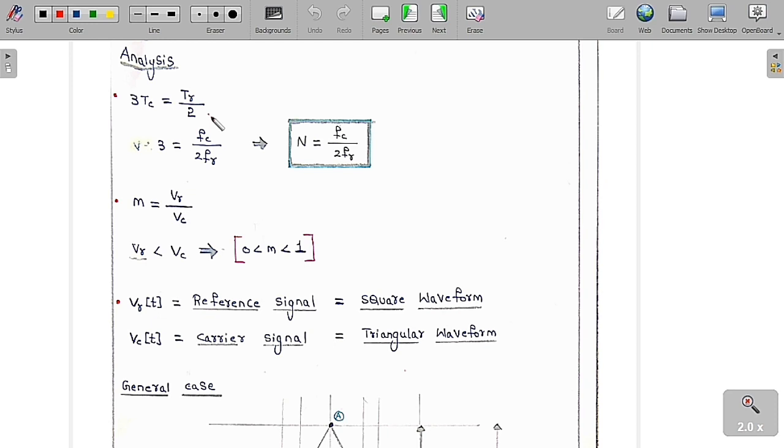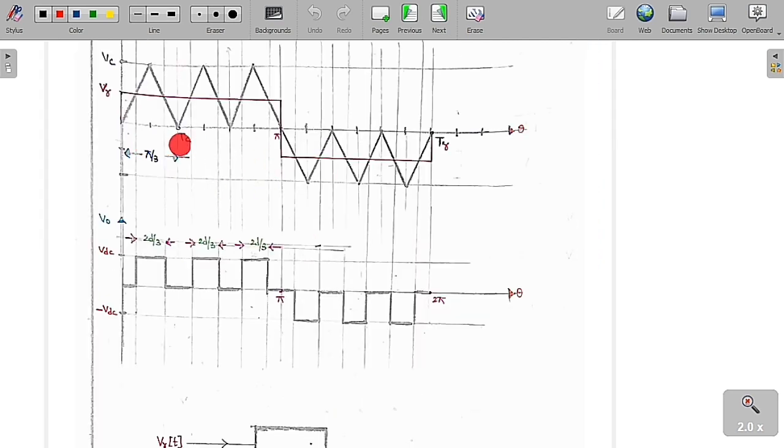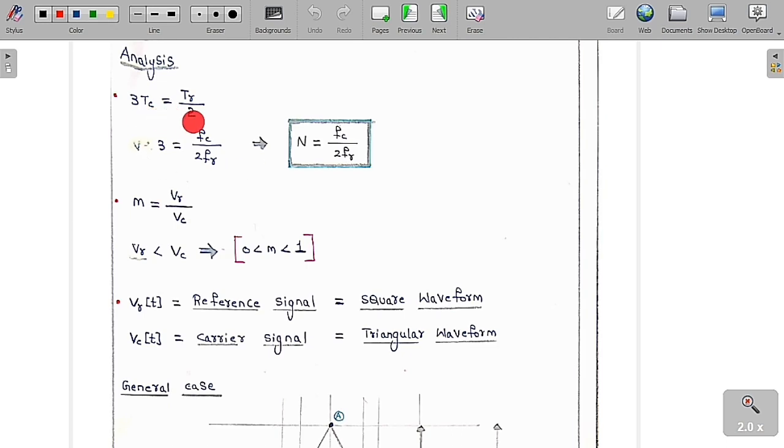From the diagram we can see clearly that 3 into Tc is equal to Tr by 2. So 3 into Tc means the overall width we are going to get is equal to half of the time period of the reference signal. So 3 into Tc is equal to Tr by 2.